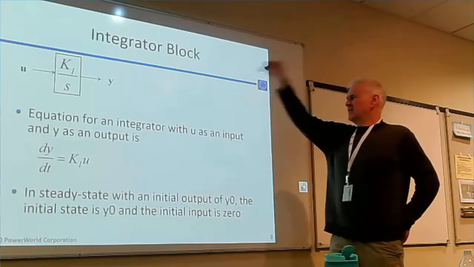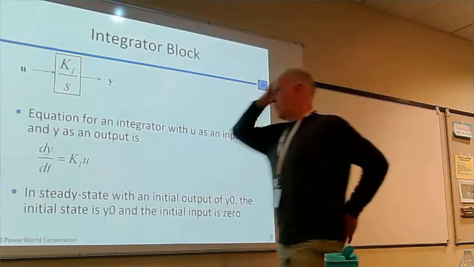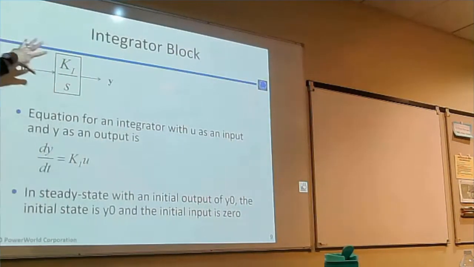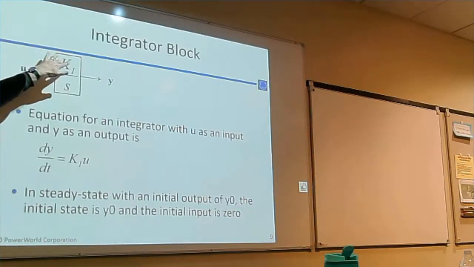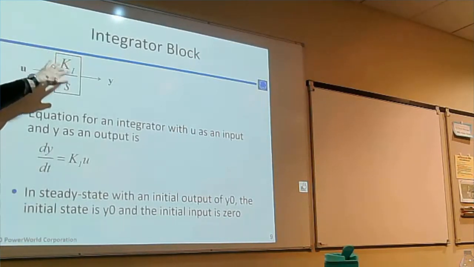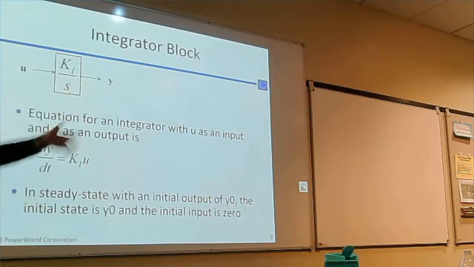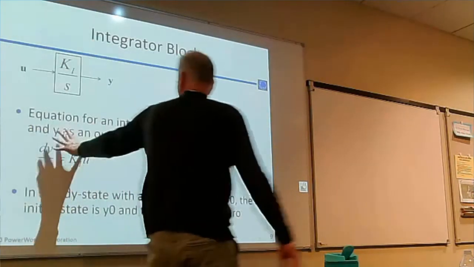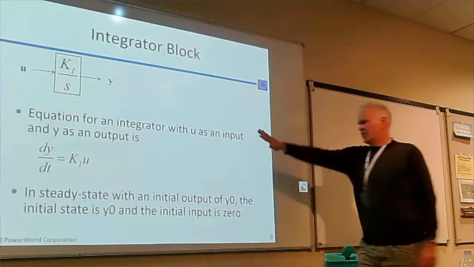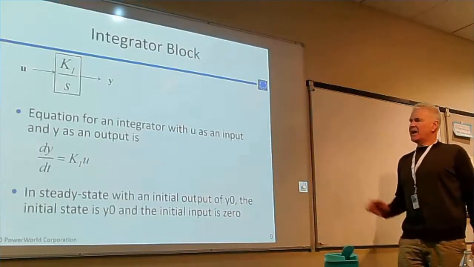The S is the Laplace operator. This says if you have an input, you multiply it by some gain Ki. 1 over S is just saying you integrate it, and then you get an output value. So that's just an integrator block, and you'd represent it with differential equations given like that.